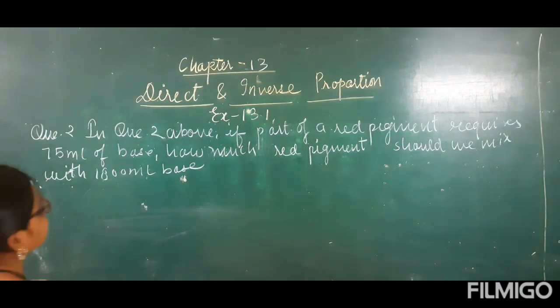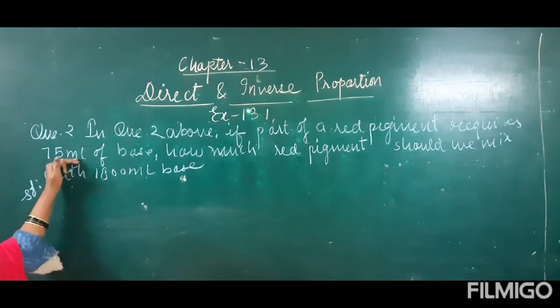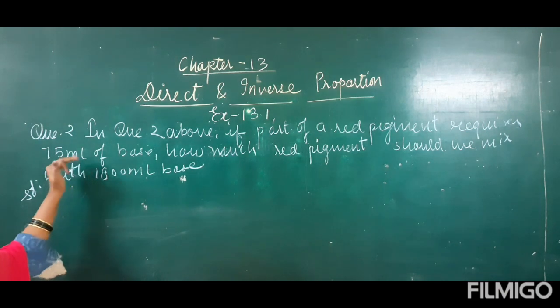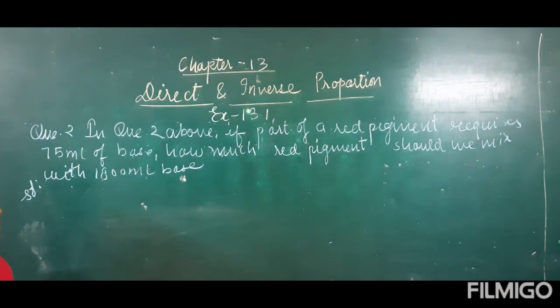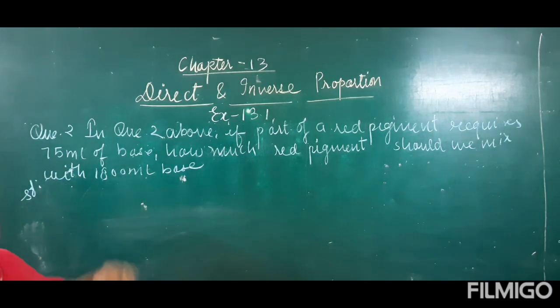This is question number 2. In this question, a part of red pigment requires 75 ml of the base. Meaning a part of red pigment requires how much? 75 ml of the base. In the above question you are given the pigment and the base. How much red pigment should be mixed with 1800 ml base?